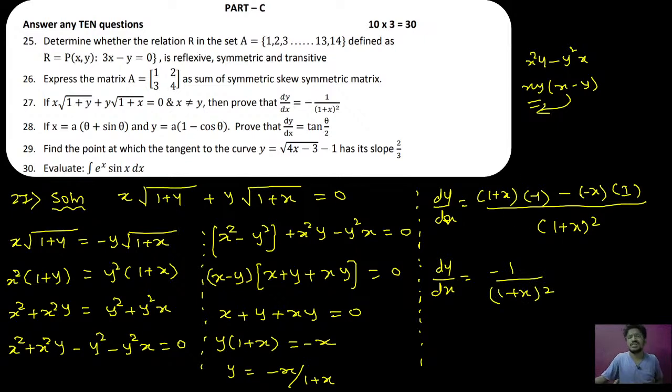Minus x plus x cancels. Are you getting my point? And you have here minus 1 into minus 1 is minus 1. So here you are going to get minus 1. So we are getting dy by dx is equal to minus 1 by 1 plus x whole square. Clear?